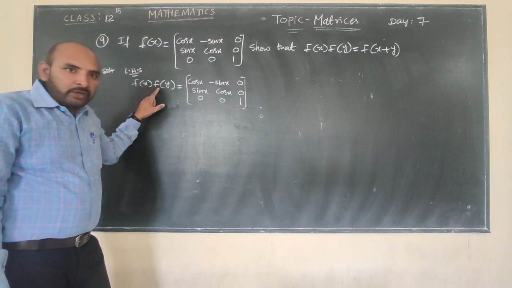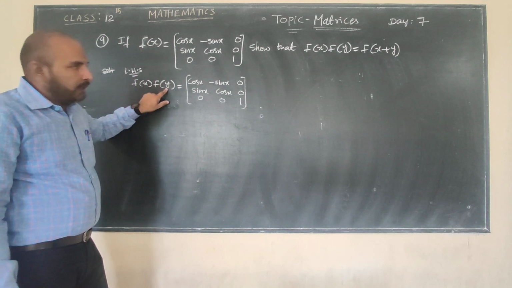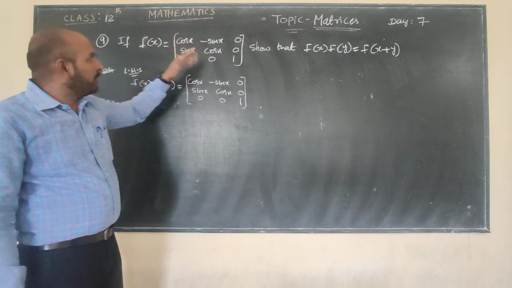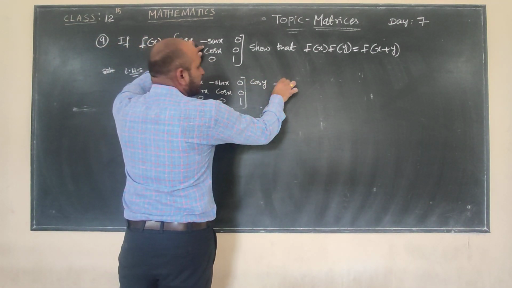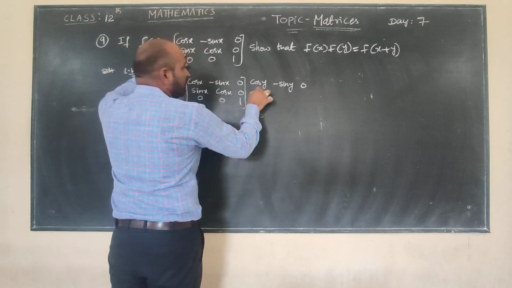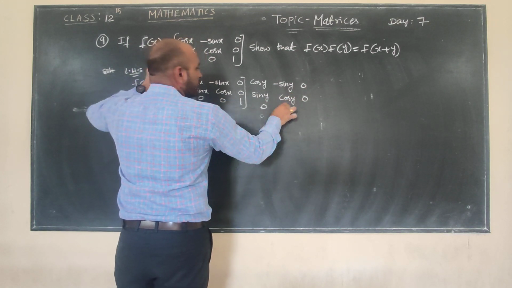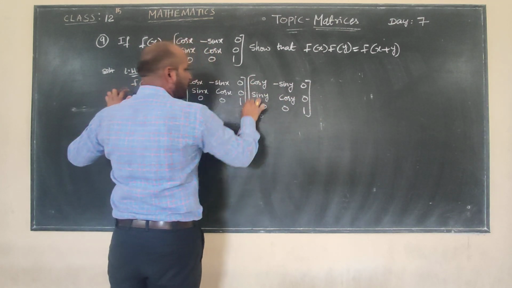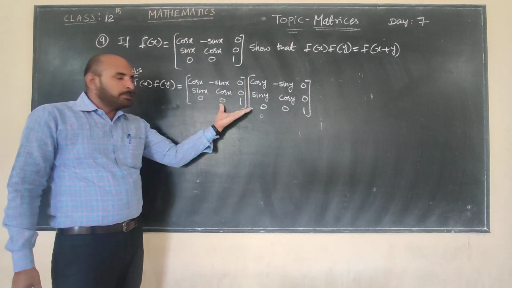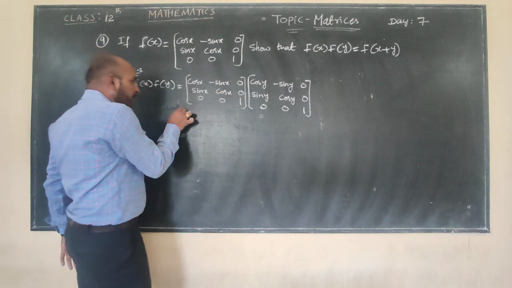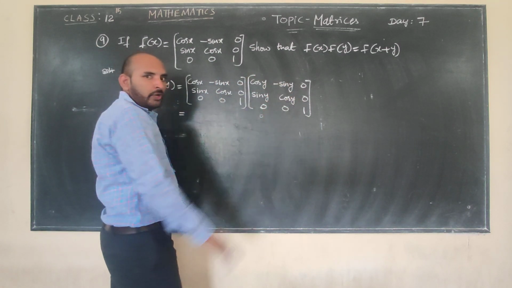Now, f of y is what? Here, instead of x, we take y, even in the right hand side matrix elements also. So instead of x, write y: cos y, minus sin y, 0; sin y, cos y, 0; 0, 0, 1. Here f of x into f of y is a matrix multiplication. The procedure of matrix multiplication we already discussed clearly. So first row multiplied with the first column, second column, third column, again the same.